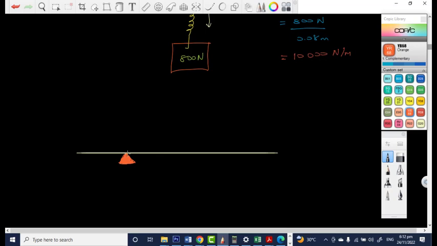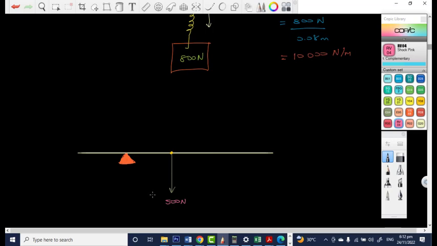So let's say that's our pivot there. And let's say this is the center of this plank, and this plank has a weight. I'm just going to indicate a value. Could somebody give me a value for the weight of this plank? 500 newtons. Okay, all right, let's say that's 500 newtons.